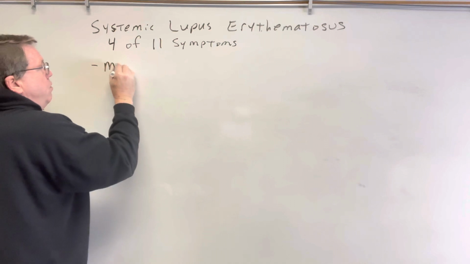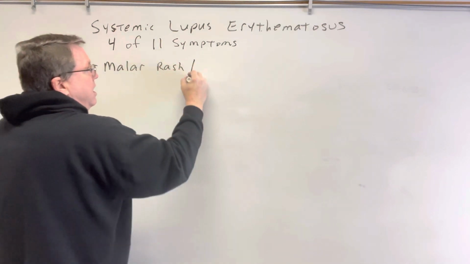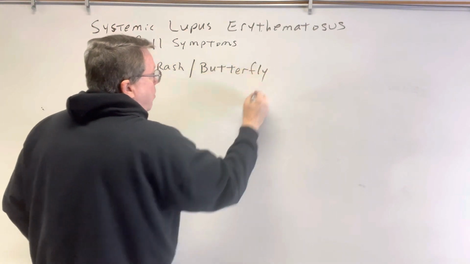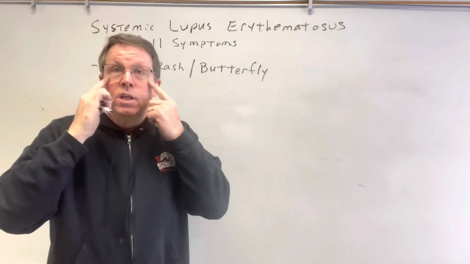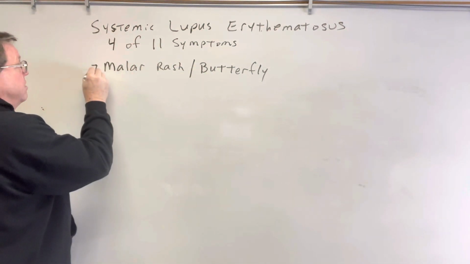So the most common one is going to be a malar rash. The person goes out in the sun and they get this rash. This rash is going to go across the bridge of the nose and down around the cheeks, and it's known as a butterfly rash, okay? So that's the first one.